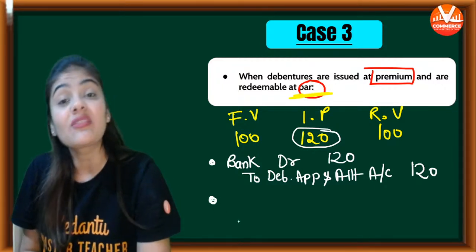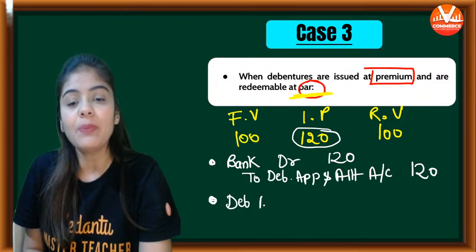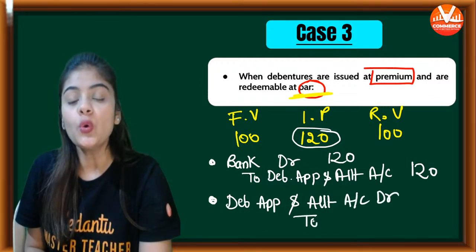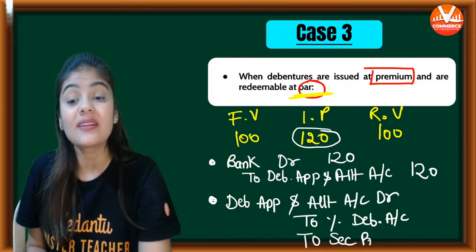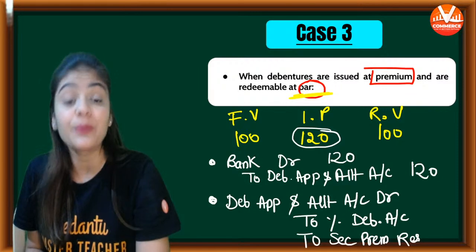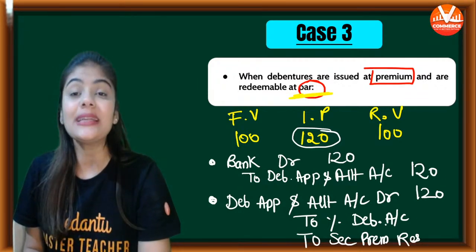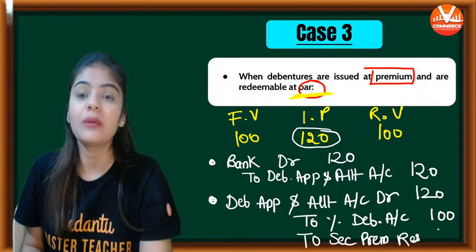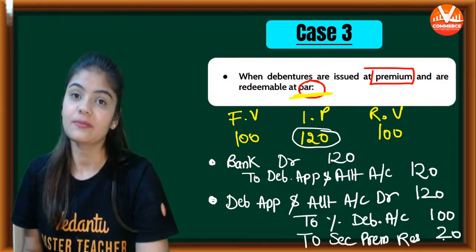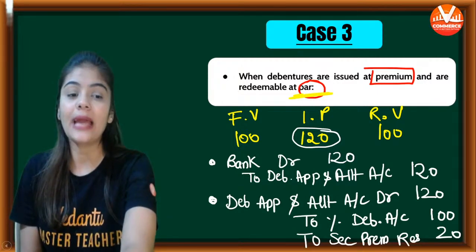Now, the second entry, we will transfer the application money to percentage debentures account. So, debenture application and allotment account debit to percentage debentures, to securities premium reserve account because debentures are issued at premium. So, debenture application and allotment debit 120. To percentage debenture, the face value is 100, the nominal value is 100, and to securities premium reserve, premium is 20. So these are the two journal entries when debentures are issued at premium and they are redeemable at par.